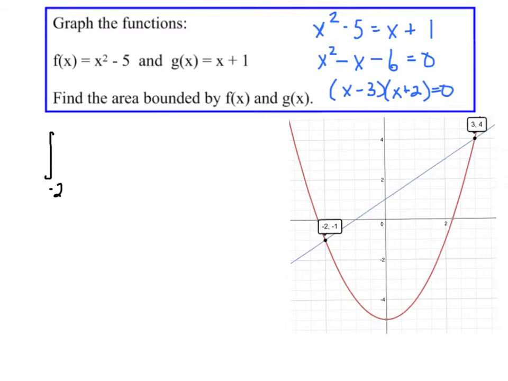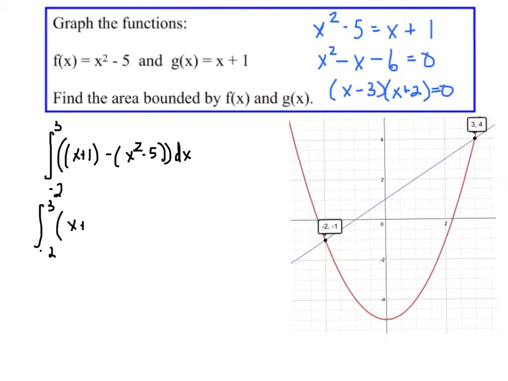So -2 to +3. And we always do the top function, which in our case is the line, minus the bottom function. Now you could combine some like terms right here, or maybe clean that up. I would recommend that. It makes life a little bit easier later, to have x plus 1 minus x squared plus 5, which then we could say is x minus x squared plus 6, like that.